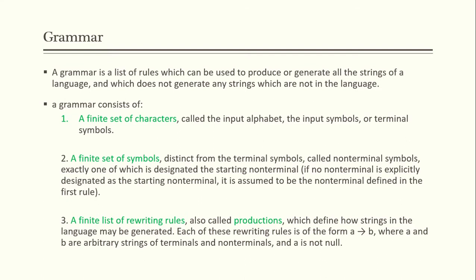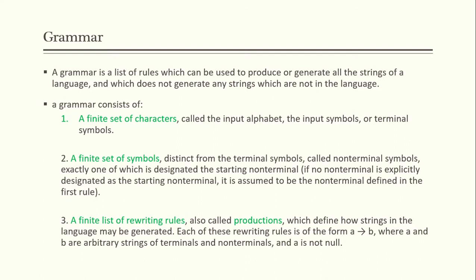Number 2 is the finite set of symbols. Distinct from the terminals, these are called non-terminal symbols, exactly one of which is designated the starting non-terminal. So every grammar needs to have a starting non-terminal in its production rules. If no non-terminal is explicitly designated as the starting non-terminal, it is assumed to be the non-terminal defined in the first rule. So the first rule will give the starting non-terminal if it is not mentioned.